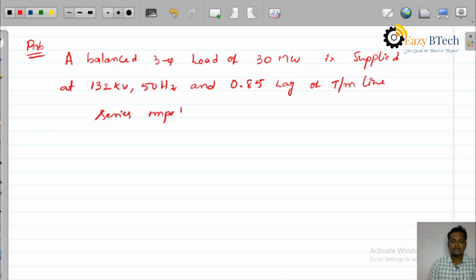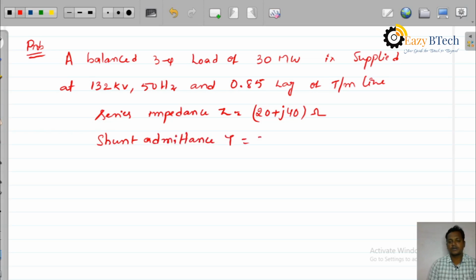Okay, and they will provide the series impedance Z equals to 20 plus j40 ohm and shunt admittance Y equals to 315 into 10 power minus 6 mho per phase values. Both are per phase values.